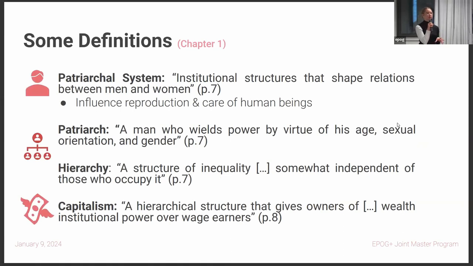And then lastly, from that chapter we also wanted to give some baseline definitions, which will hopefully be helpful for the debate. So what is a patriarchal system? Ms. Folbre defines it as an institutional structure that shapes the relation between men and women, specifically with regards to reproduction and care. And that line of patriarch is defined as a man who wields power by virtue of his age, sexual orientation, and gender. And then a bit more broadly, a hierarchy is seen as a structure of inequality, which can exist also independently of those who occupy this structure. And then capitalism here is a hierarchical structure, specifically one that gives power to the owners of wealth over wage earners.